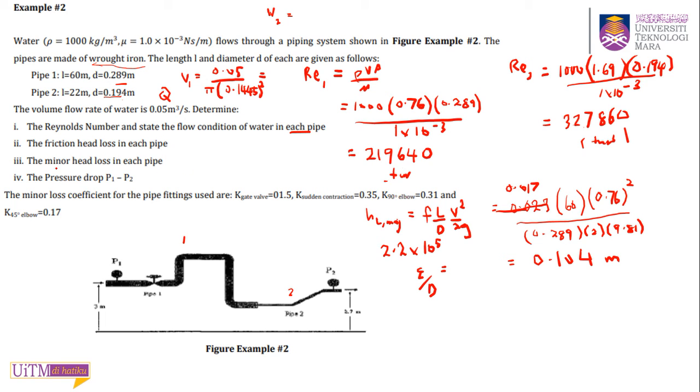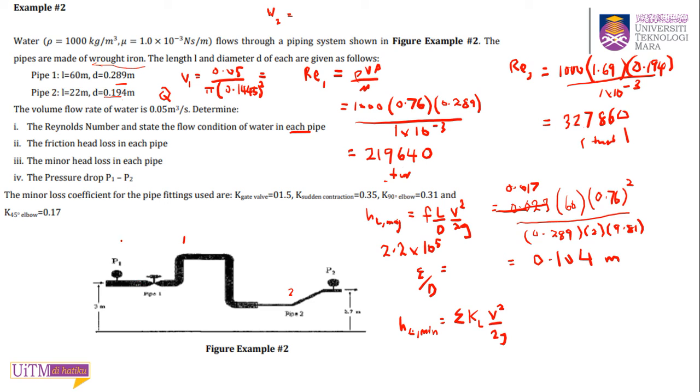And then the minor head loss in each pipe. Again, what is the formula for HL minor? Summation of KL times V squared over 2G. Right? The KL is the minor loss coefficient.